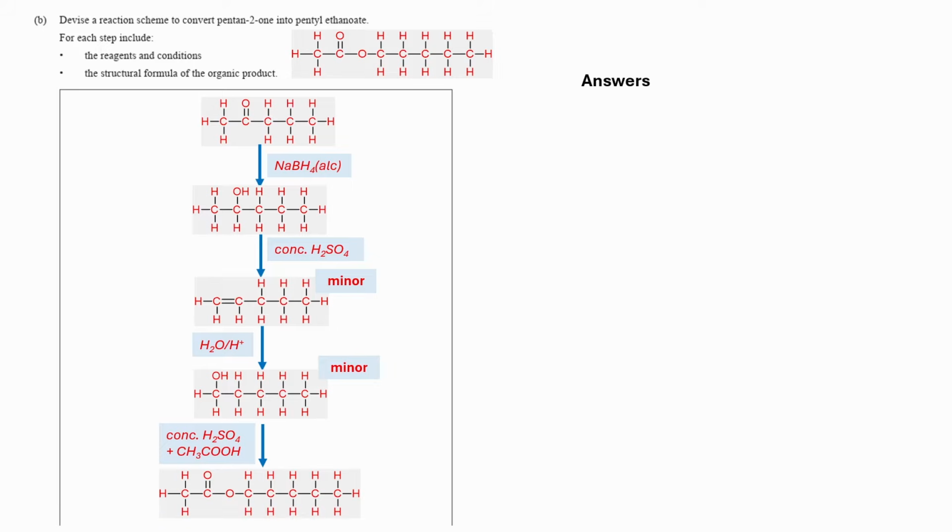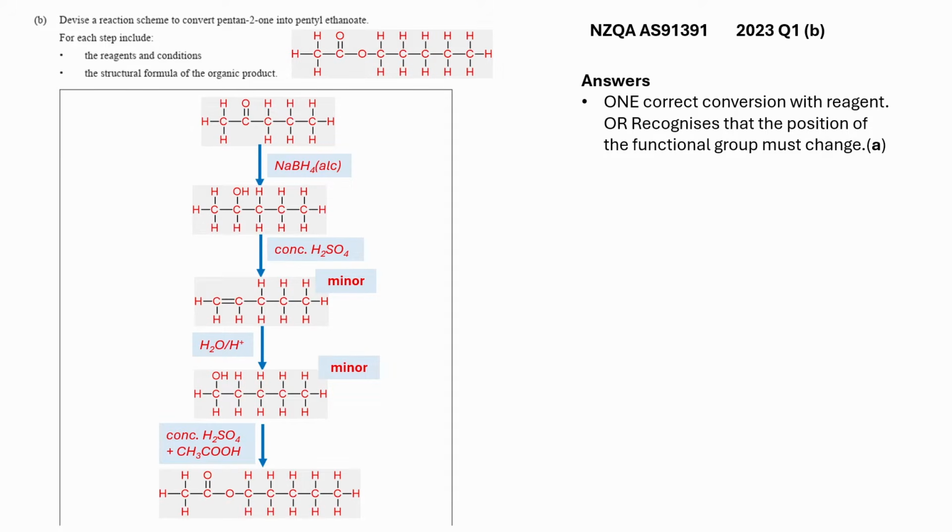Now this is quite a taxing question. It takes quite a bit of thinking, and you really need to get yourself in order when you're doing this. And because of that, they're going to give an excellence grade for this. So if you got one correct conversion with the reagent, so one of the steps correct, you get an achieved. Or you showed from your working that you knew that the position of the functional group had to change from the second carbon to the first carbon. One of those points, you get an achieved.